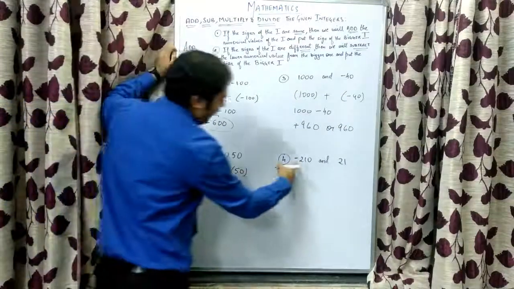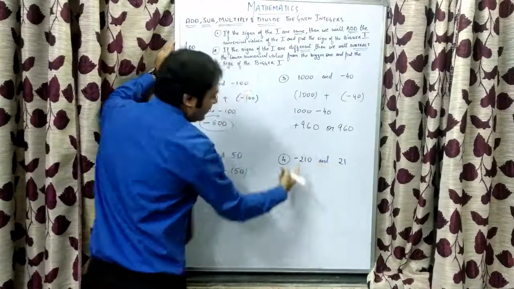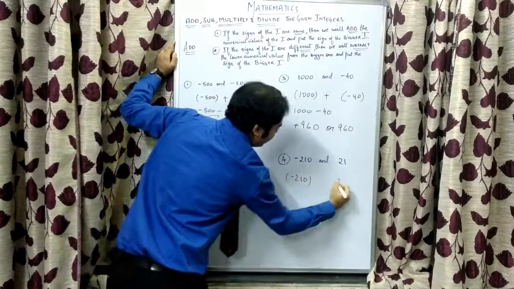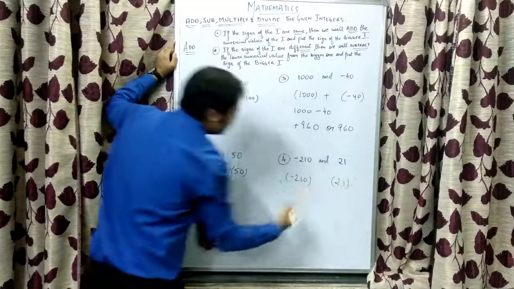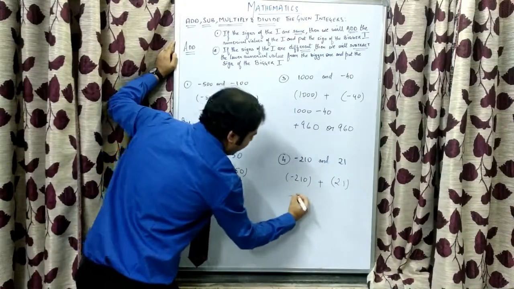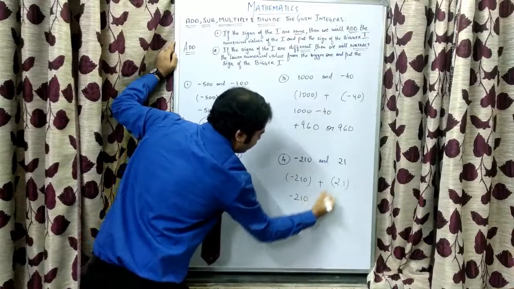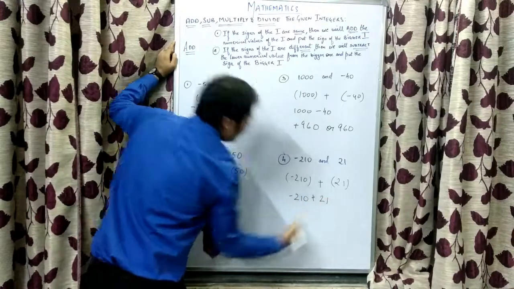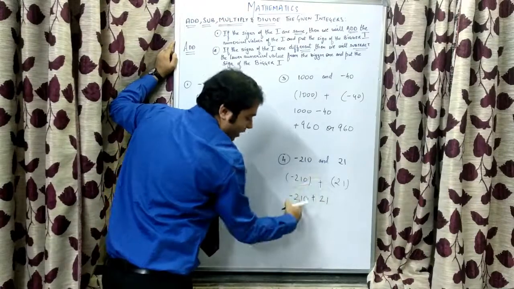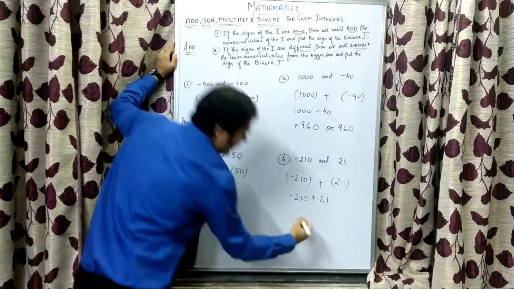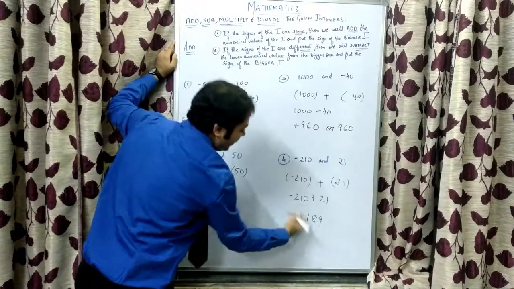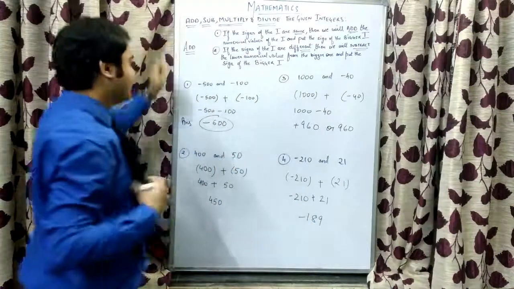Next one, minus 210 and 21. Minus 210 and here we'll have 21. We have to add these two, right? Plus into minus is minus 210. Plus into plus is plus 21. When signs are different, we'll subtract the lower from the bigger one. 210 minus 21 is 189 and put the sign of the bigger integer. That will be minus, right?